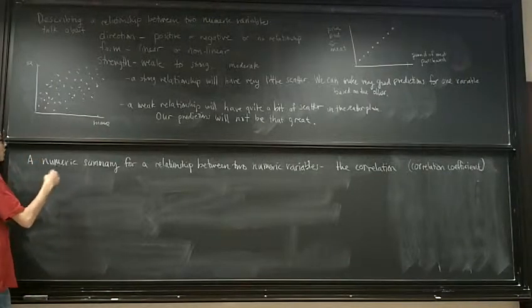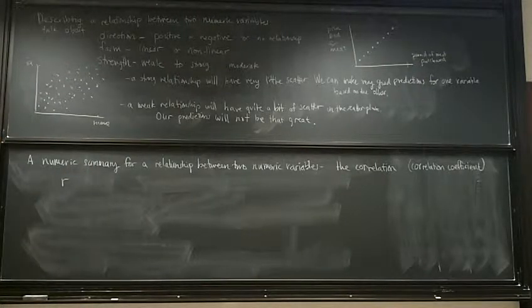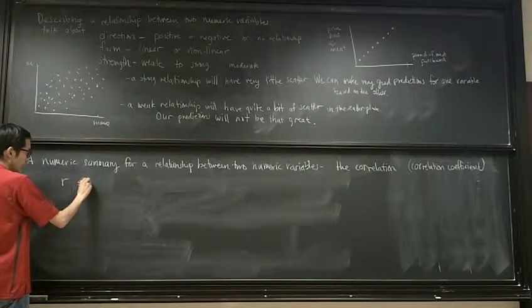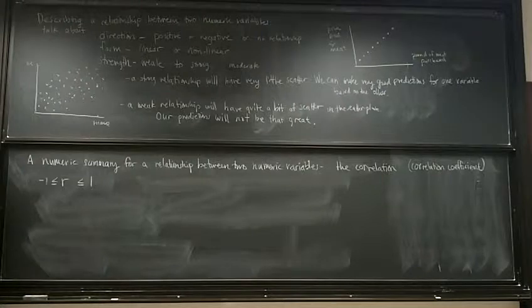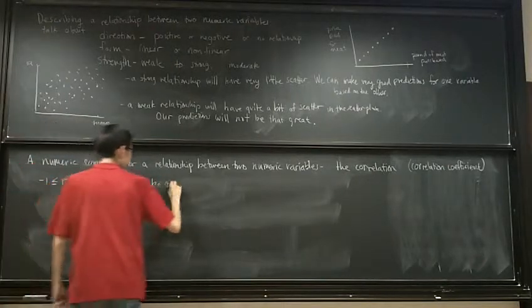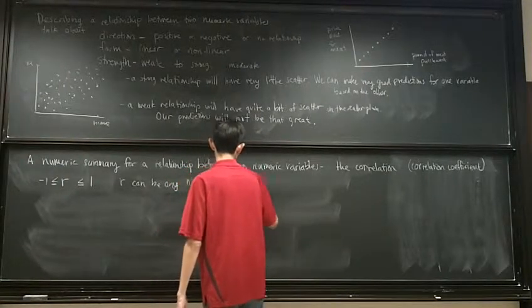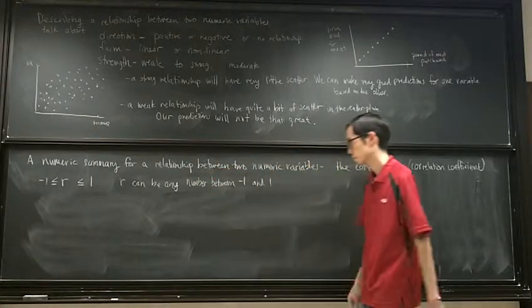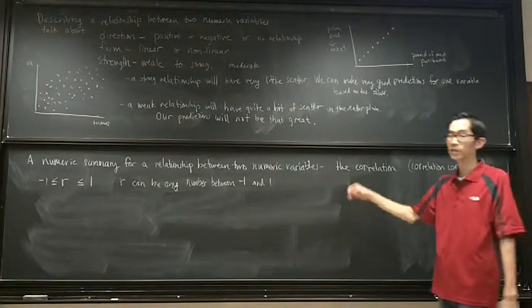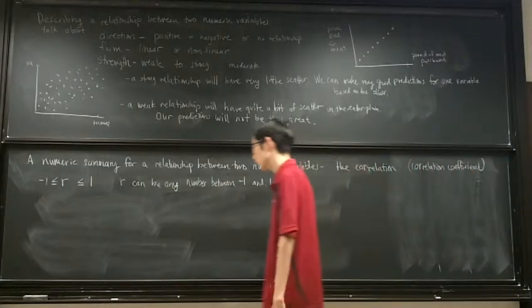And this tells us about the direction and the strength. Okay, so the symbol that we use for correlation is R, like relationship. And R can take on any value between -1 and 1. So this means R can be any number between -1 and 1. The sign of R is the direction of the relationship. So if R is positive, you have a positive relationship. If R is negative, you have a negative relationship.